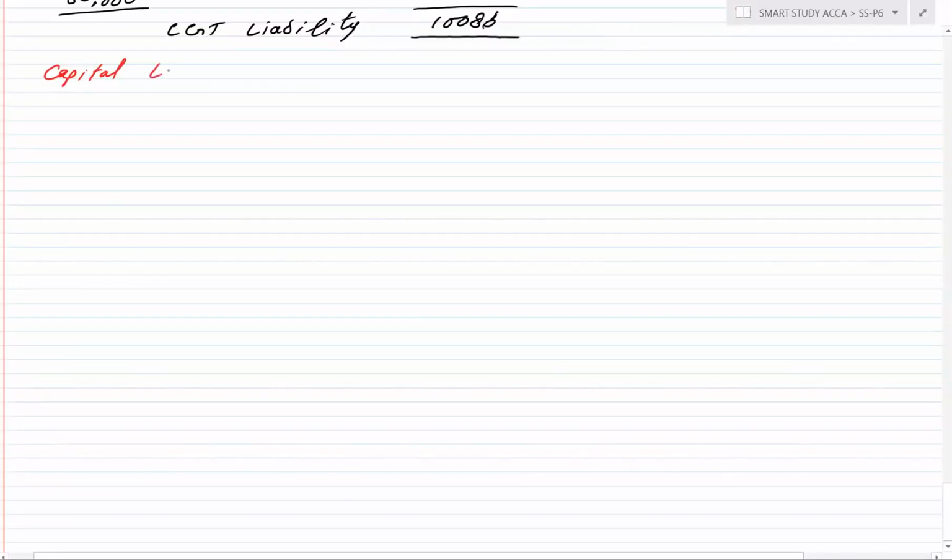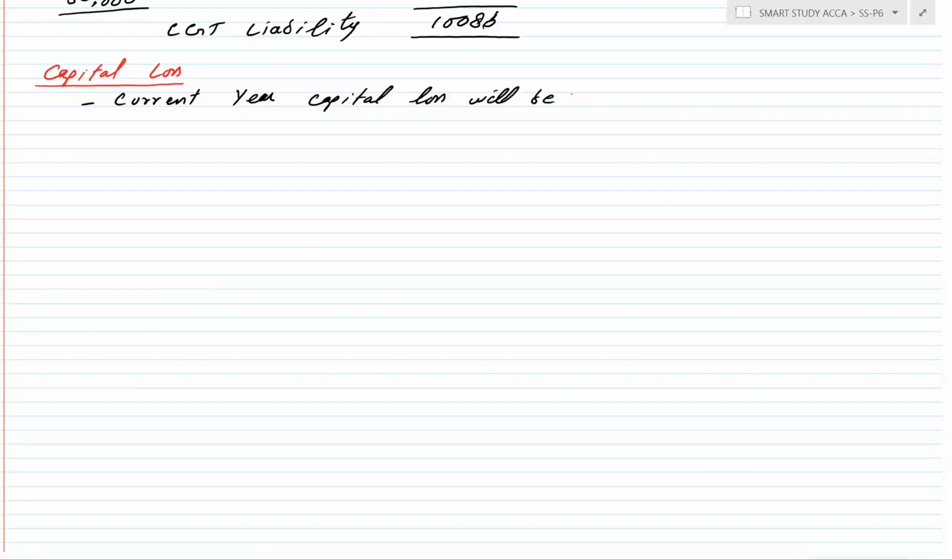Next one is capital loss. So students, we have already covered capital losses. We have already discussed the treatment of capital losses. Current year capital loss will be deducted from current year capital gains.